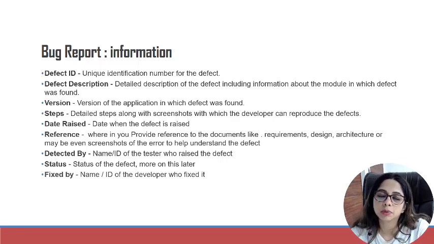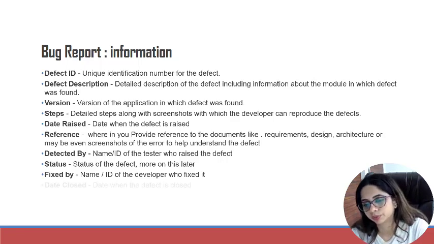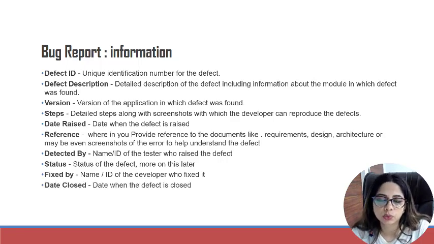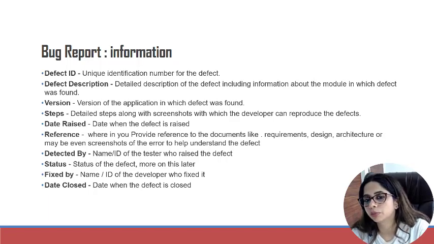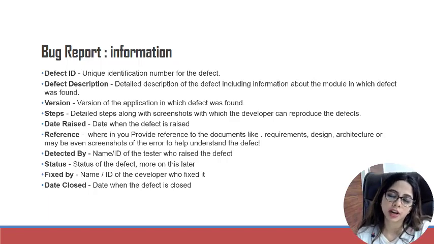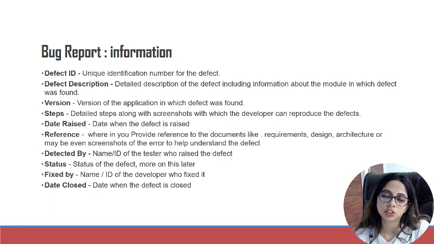Fixed by is the name of the person who is actually working on fixing the issue. So it is most probably going to be a developer who is going to fix the issue. Date close is the date where the bug got closed completely, not reopened or any other problems. It should be closed. So the closure date is also mentioned because it's important to keep a track of how many days are being invested in finishing off one issue.